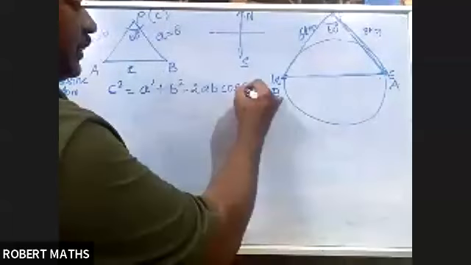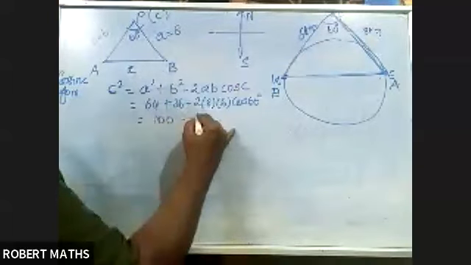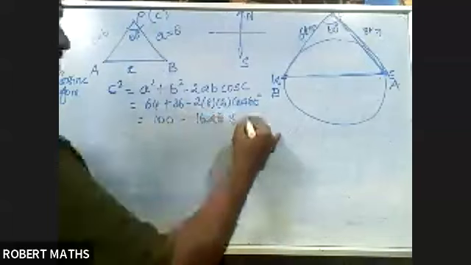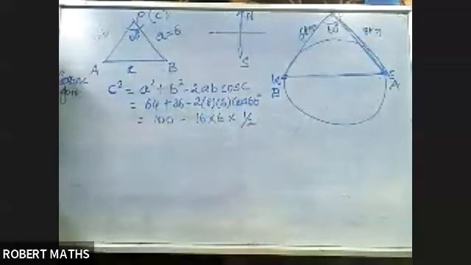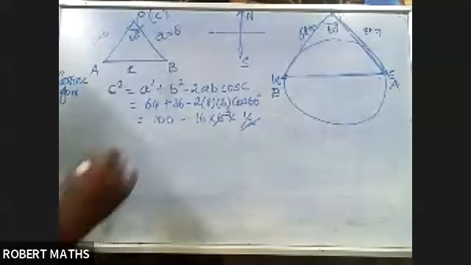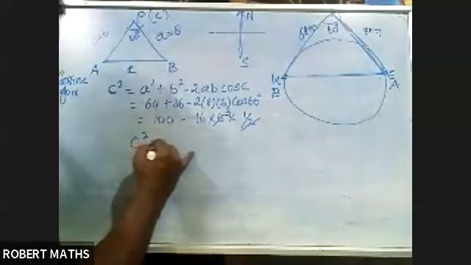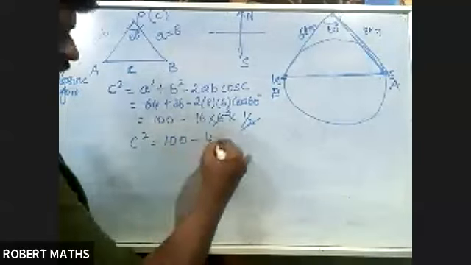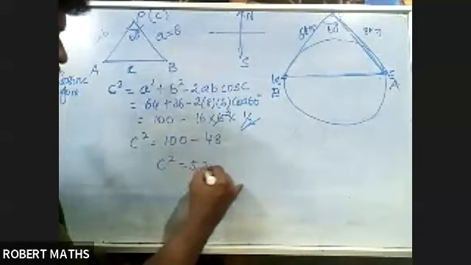Now we have a square 64, b square 6 square 36, minus 2 into a 8, b 6, cos 60 degree. We get 64 plus 36, 100, minus 2 into 8, 16, into 6, cos 60 degree which is equal to 1 by 2. So we get 16 into 3, which is equal to 48. c square is equal to 100 minus 48. So c square is equal to 52.